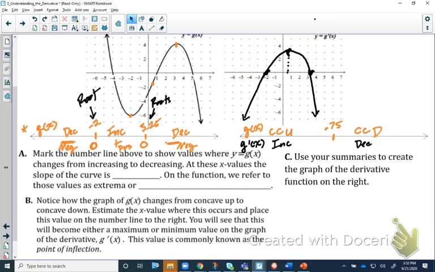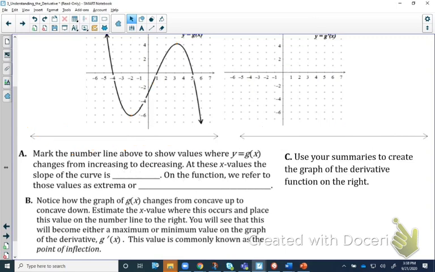So here it's walking you through the stuff that I just did, so you can read this and go back over it as you need to. Here at these x values, the slope of the curve is going to be 0. On the function, we refer to these values as extrema, as a maximum or a minimum. And that's about all I have here. Use your summaries to create the graph of the derivative. Well, we just did that. And that's about all we need to do on here.